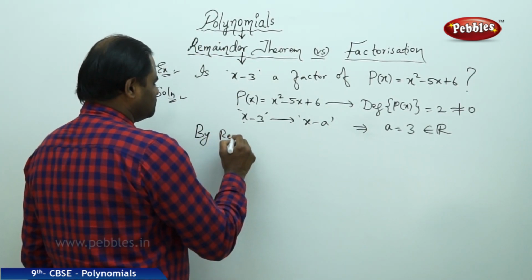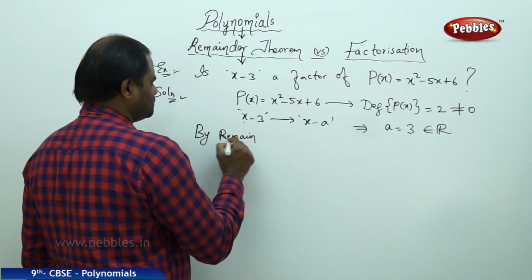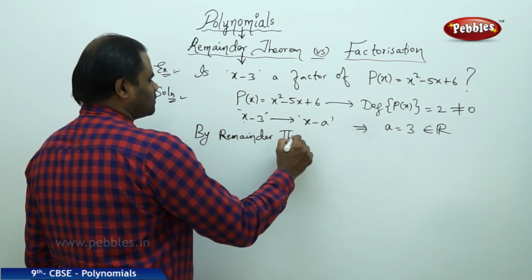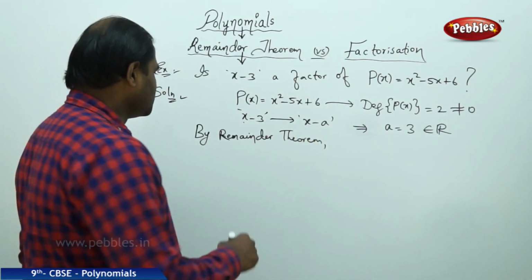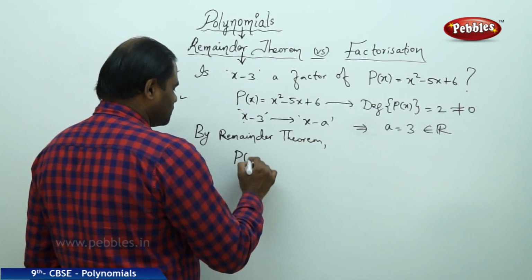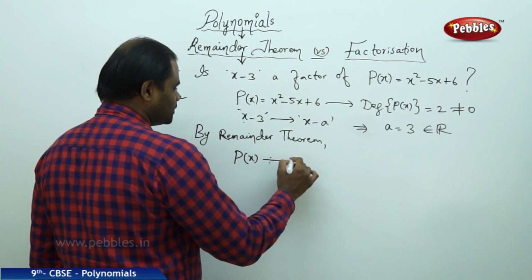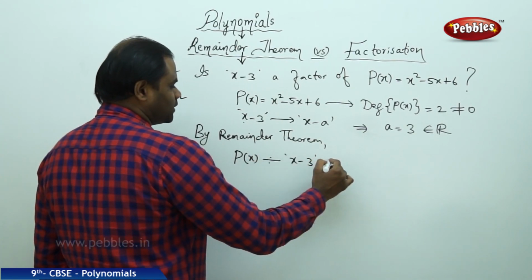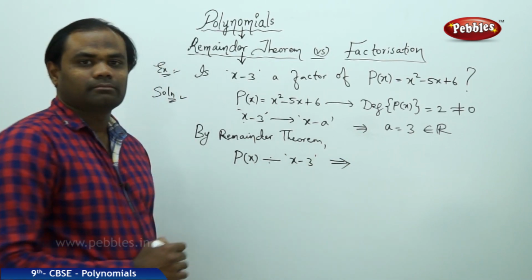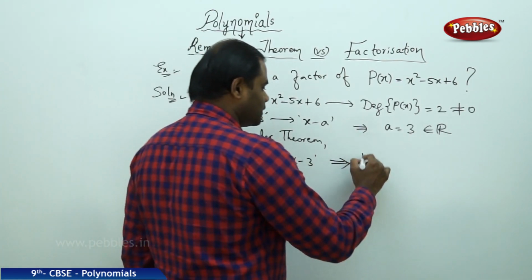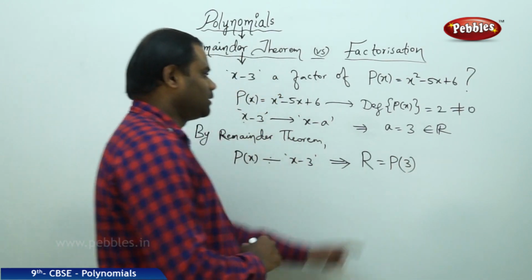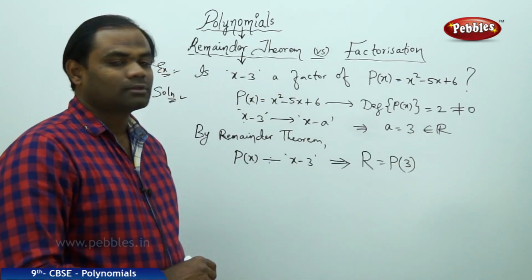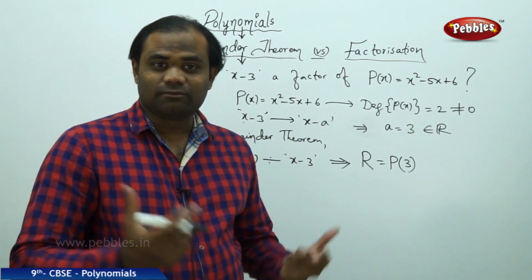By the remainder theorem, which we have already discussed in the session, if the polynomial P of x is divided by x minus 3, that implies the remainder is f of a or P of a, which is P of 3. Let's see what is the value of P of 3.